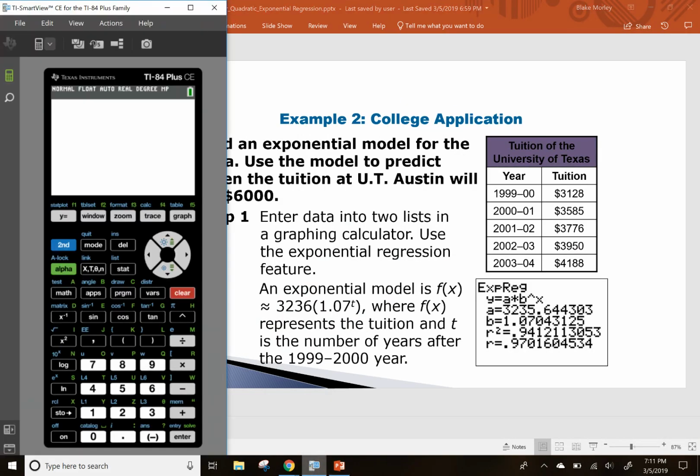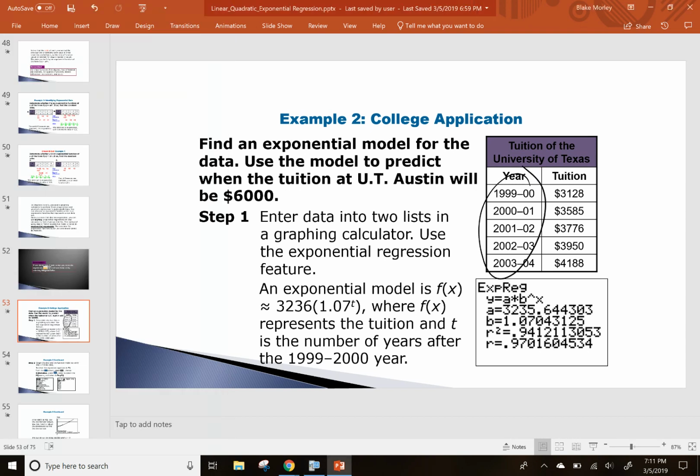Pull up my calculator. Now this is weird because the x values here are like two things, right? It's 1999 to 2000. I'm going to call this year 0. 2000, 2001, I'll call that year 1. And then I'll call this year 2, year 3, and year 4. So I'm going to use those as x values.